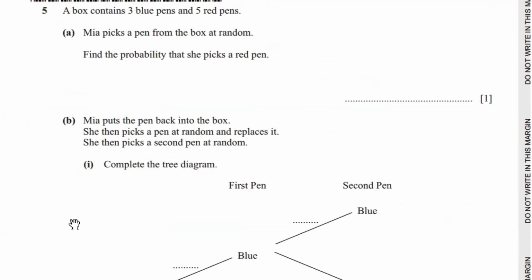Question 5 says the box contains 3 blue pens and 5 red pens. Mia picks a pen from the box at random. Find the probability that she picks a red pen. So red pen would be 5 over 8 because there are 5 red pens and the total pens are 8.